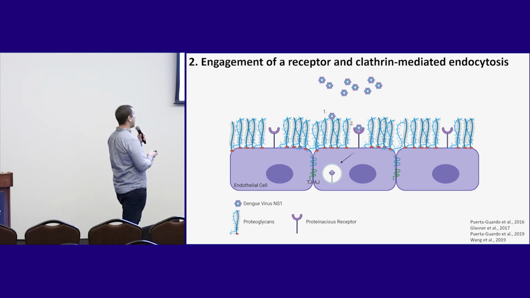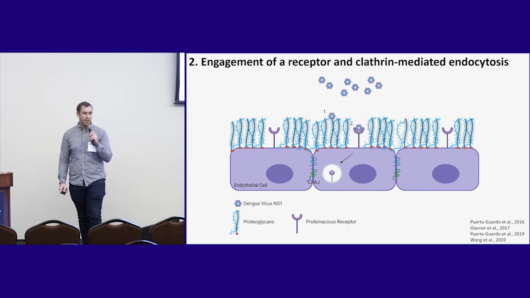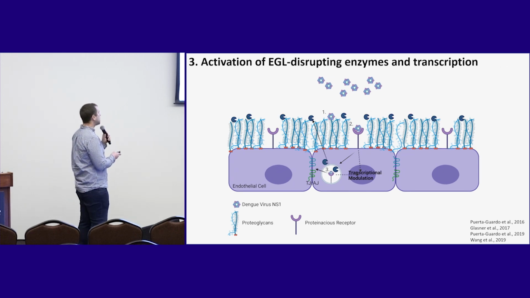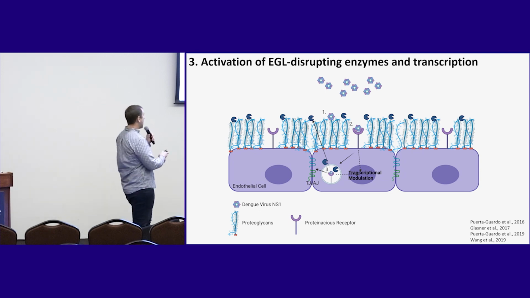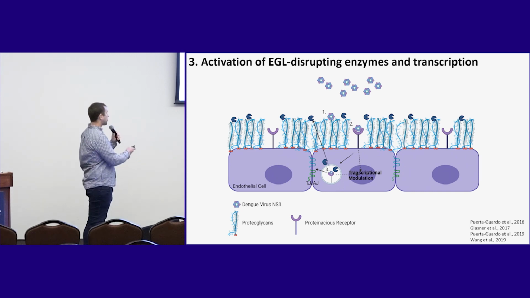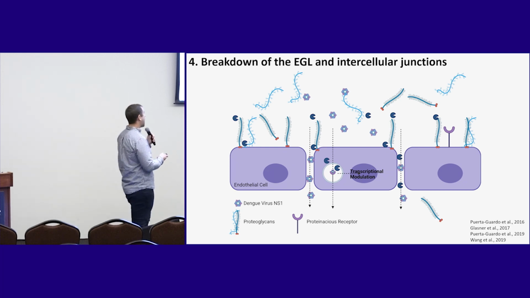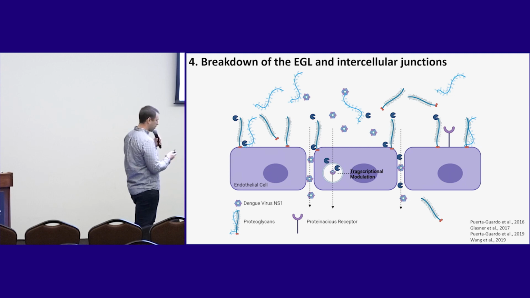After receptor engagement, NS1 is internalized into endothelial cells through clathrin-mediated endocytosis, where a couple of events occur. One is activation of enzymes that then degrade the endothelial glycocalyx, activation of kinases that disrupt the tight and adherent junctions, and a transcriptional response that enhances this entire process. This results in barrier dysfunction, by which the endothelial glycocalyx and the tight and adherent junctions are disrupted, and you have passage of fluids and solutes across this barrier.